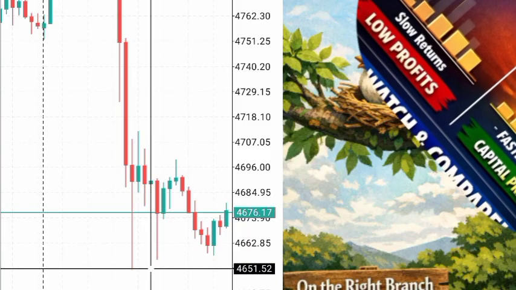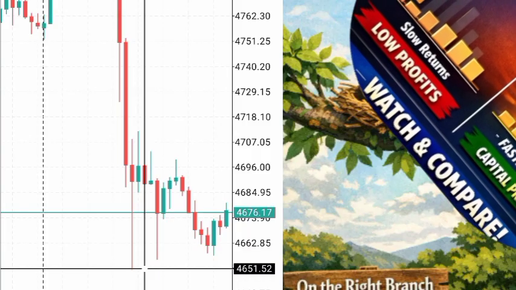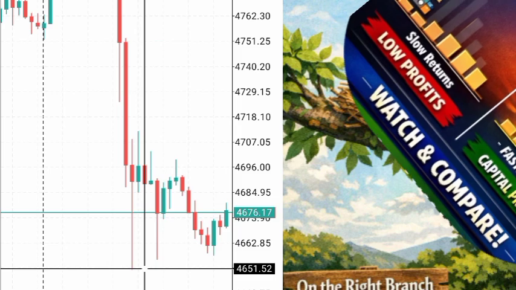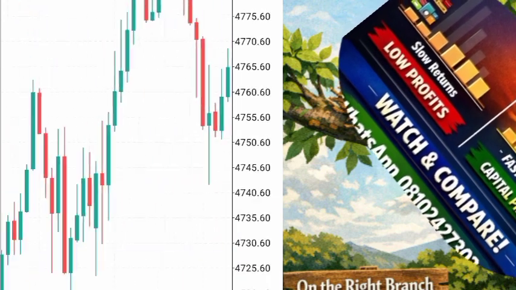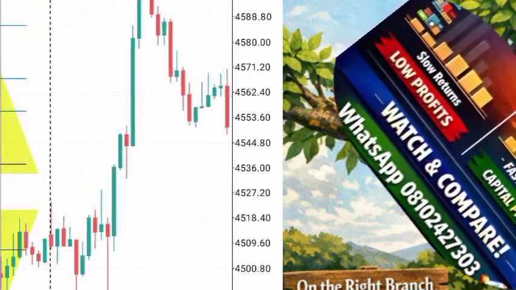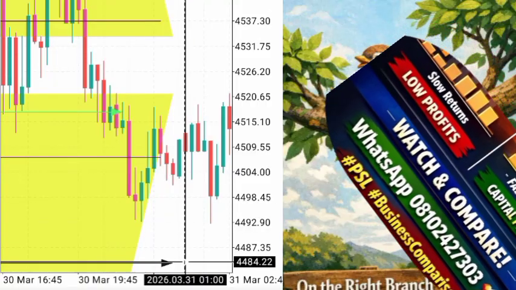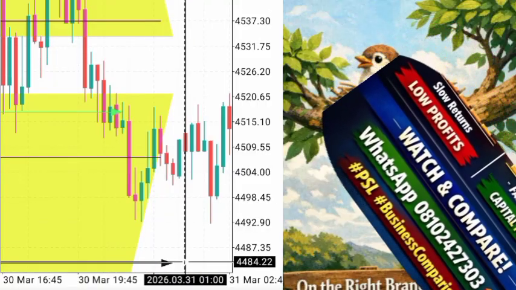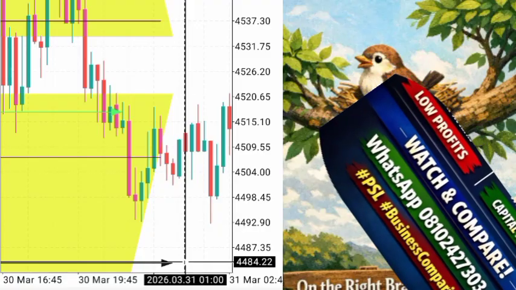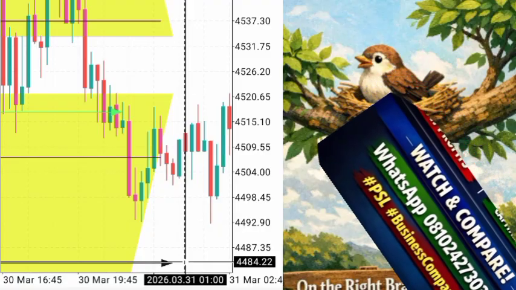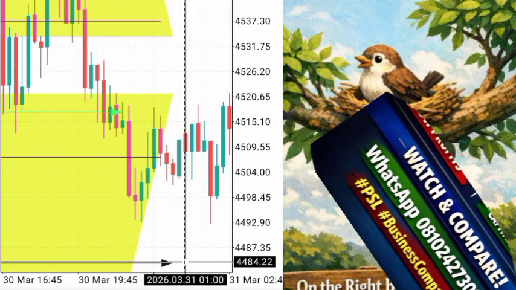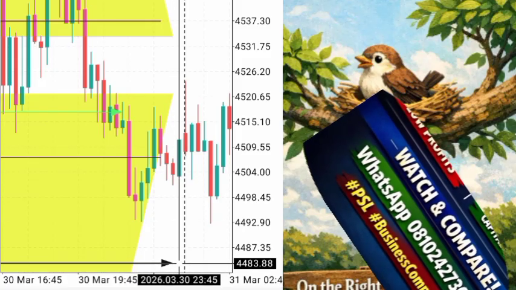So this started from where? 4483. That's the first point. Let's go back and see where it started from. So I will now calculate the total move if it reaches 3000 pips. So this is the first move, 4483. We will have 4583, 4683 and 4783. That will be the complete profit on this level's entry.